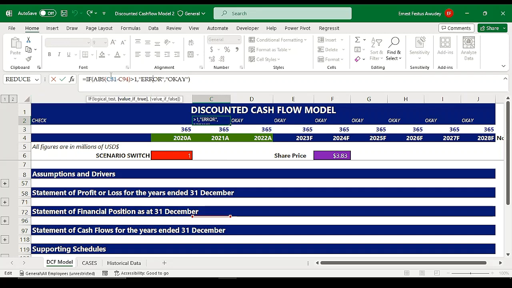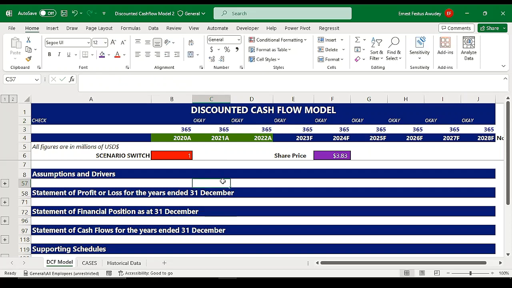If the absolute difference between our total assets and then our total equity plus liabilities is greater than 1, then it is an error. Else it is okay. All right, so that is the function we issued for all of these we are seeing here. So it is telling us that it is not greater than 1, and so it is okay. When I change the scenario, it gives me okay throughout, as you can see there.